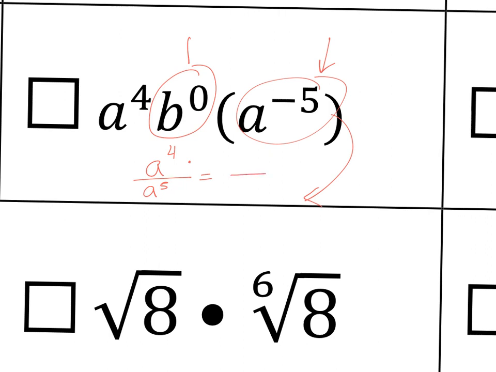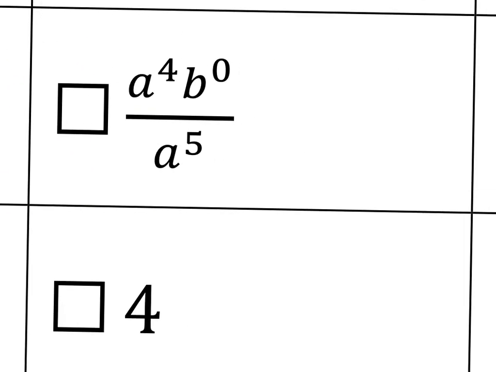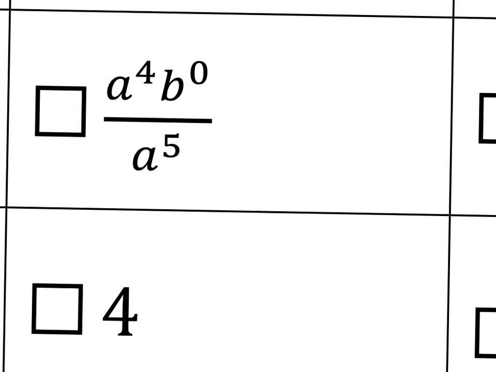So that means my answer is going to go to the bottom of the fraction, and then I can just think about the difference in a positive aspect. So I think that this answer is 1 over a. We'll see if the next box reduces to 1 over a as well.